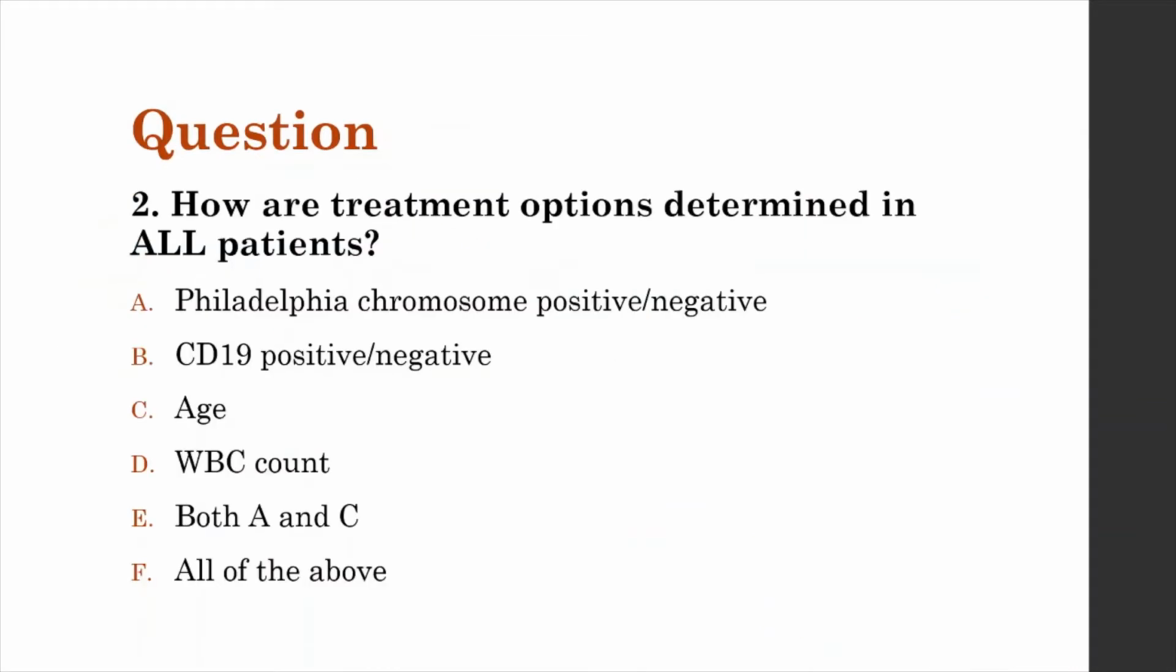So here's my second question. How are treatment options determined in ALL patients? Philadelphia chromosome positive or negative, CD19 positive or negative, their age, white blood cell count, both A and C, or all of the above? And the answer is both A and C. So we look at their Philadelphia chromosome status and their age.